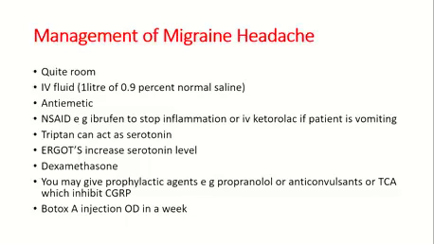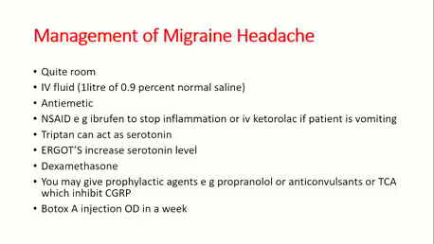So let's look at the management of the different types of headache. Let's start with migraine. Those people should be placed in a quiet room. If that doesn't solve it, you can give IV fluid, that is 1 liter of 0.9% normal saline, or give an antiemetic because of vomiting. We see those people will be vomiting also. Give an NSAID because of inflammation, like ibuprofen. So you can give ibuprofen, and if these people are vomiting, you can give what we call IV ketorolac.